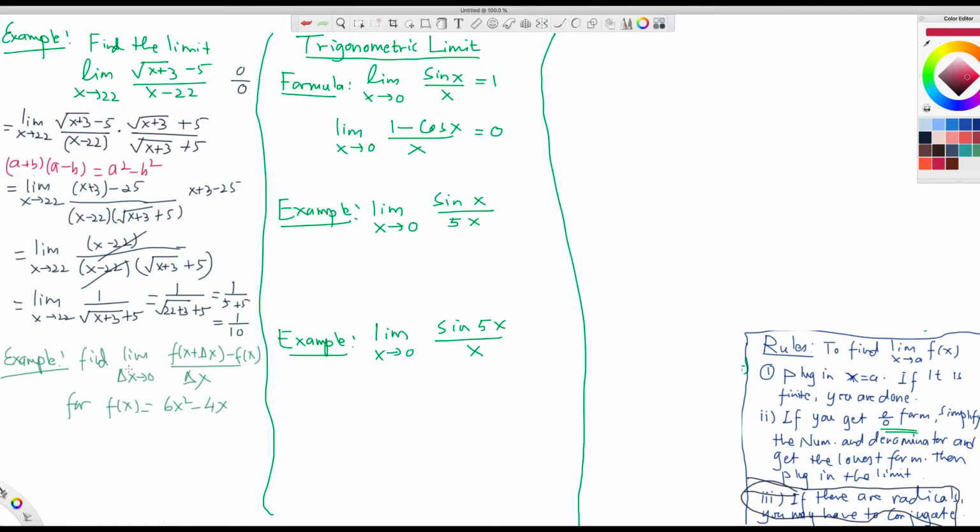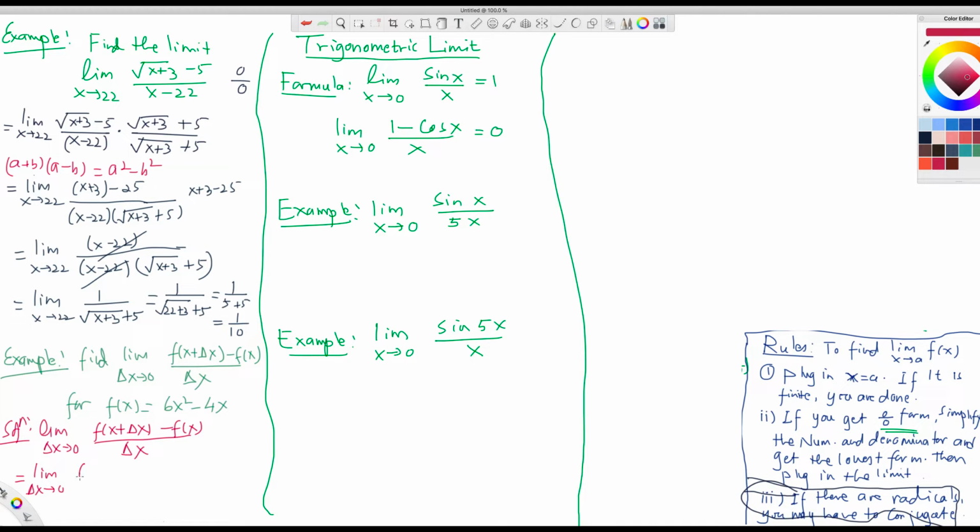Let me do this problem. So the solution is the limit as delta x tends to 0. You want to find out f of x plus delta x minus f of x over delta x. That's what you want to find out, right? So what is the value of f of x plus delta x? Let me write the limit as delta x tends to 0. You just replace x by x plus delta x, right?